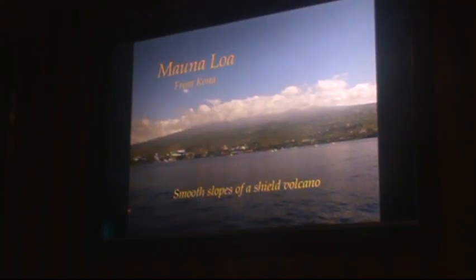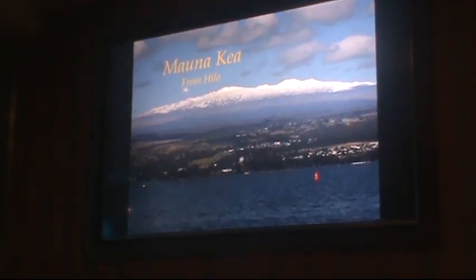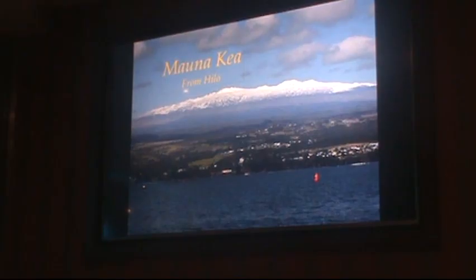There's Mauna Loa from Kona. Can't quite see it, but what I want you to notice is how gradual this slope is. And once again, it's like that because it hasn't eroded. There's Mauna Kea, and this is where those observatories are. That's above 14,000 feet, and you're looking at that from Hilo there as well. But just these gradual slopes.